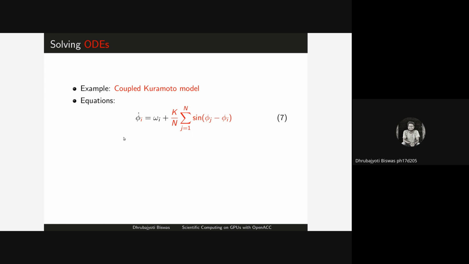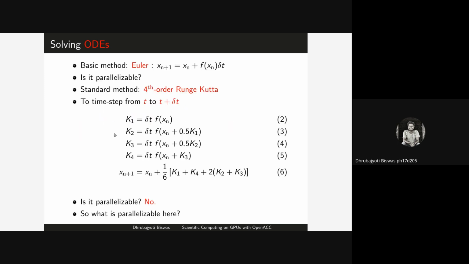So to solve a system like this, again, we will use the Runge-Kutta fourth order method. This has to be done for all i. So x n plus 1 will be computed for all i, and this f also will be computed for all i.